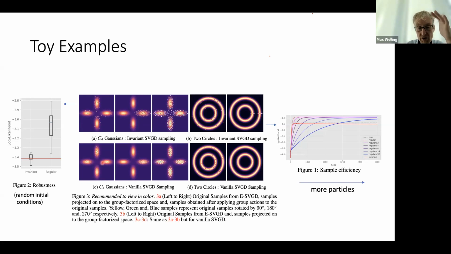That's not the case for ordinary non-equivariant SVGD, where these two particles don't interact with each other, and you get a much more noisy set of particles to represent the modes. And here, for instance, all these particles fall onto precisely the same point. And if you look at the accuracy with which it represents the probability, it is much better if you do it equivariantly.